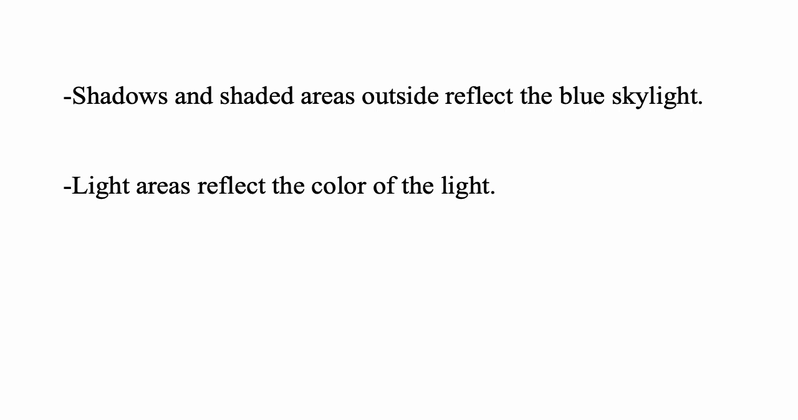So in this video, I showed you that shadows and shaded areas outside reflect this blue skylight, but shadows in particular are usually bluer than the shaded areas. And I also showed you that light areas reflect the color of the light. They don't have any blue tinges on them because the sunlight is so much more powerful than the blue skylight that it eliminates any blue tinges in the light area.